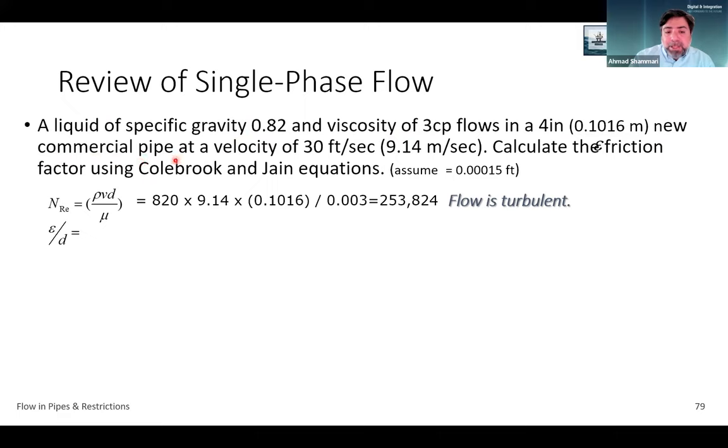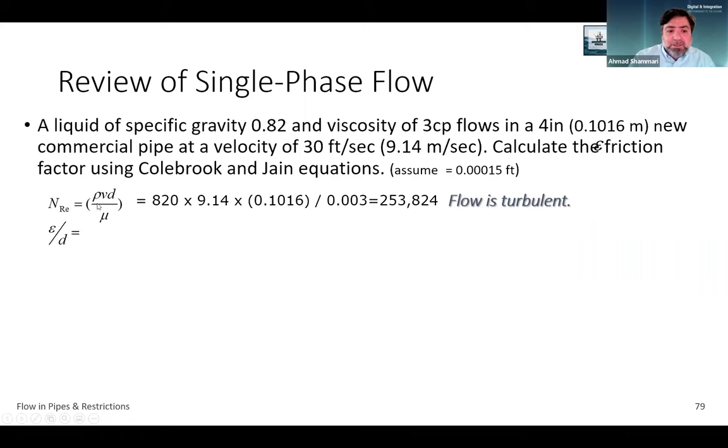New commercial pipe, that means it is new pipe, at a velocity of 30 foot per second or 9.14 meter per second, calculate the friction factor, okay? Using the Colebrook and Jain equation and assuming epsilon is 0.0015, or the roughness, 0.00015 feet. So simply, we calculate first the Reynolds number.